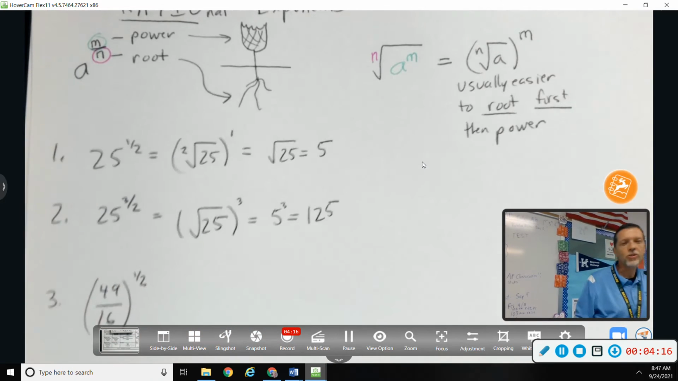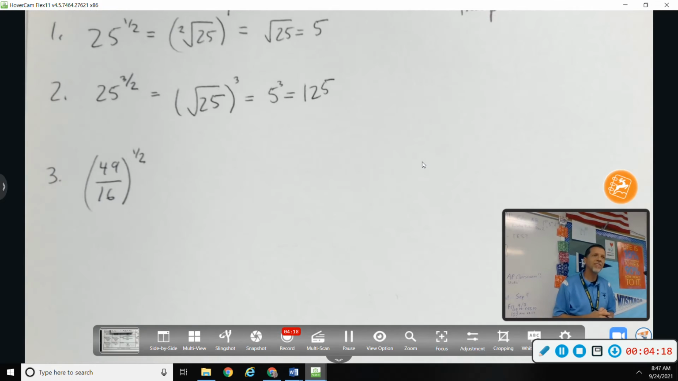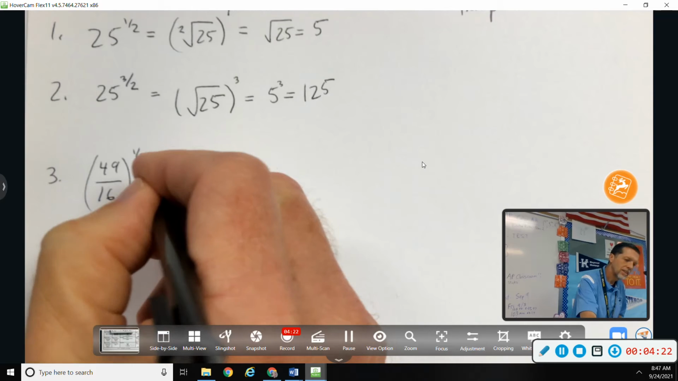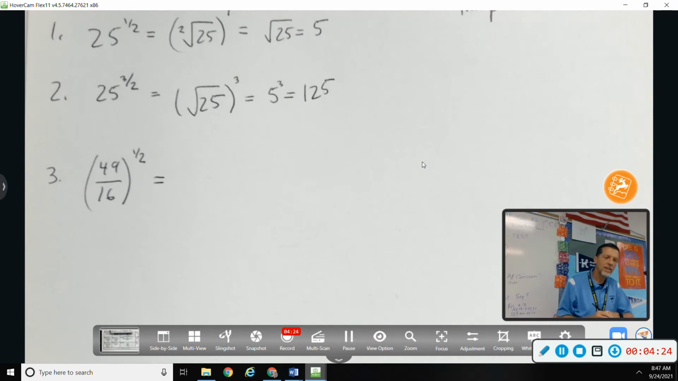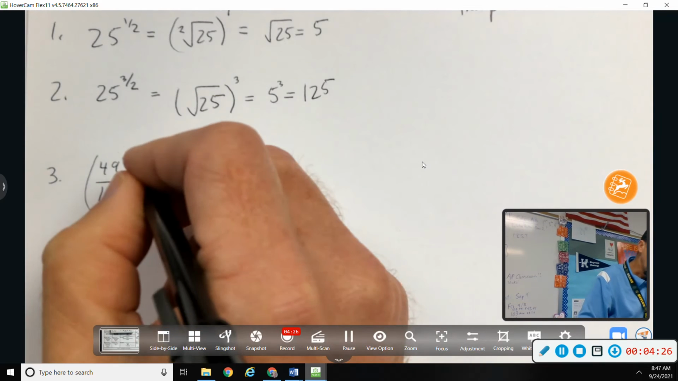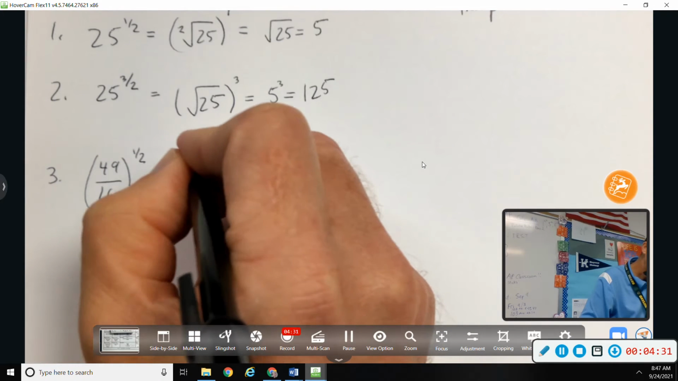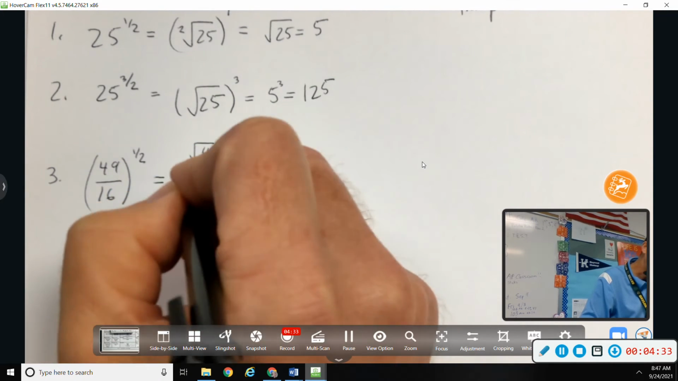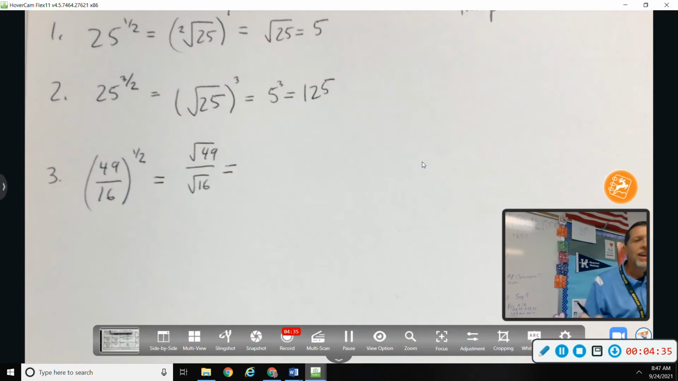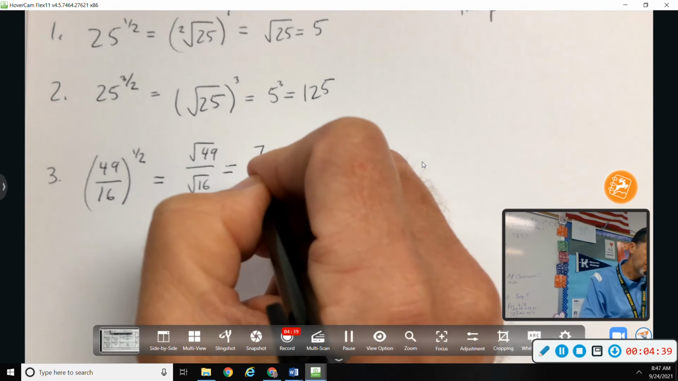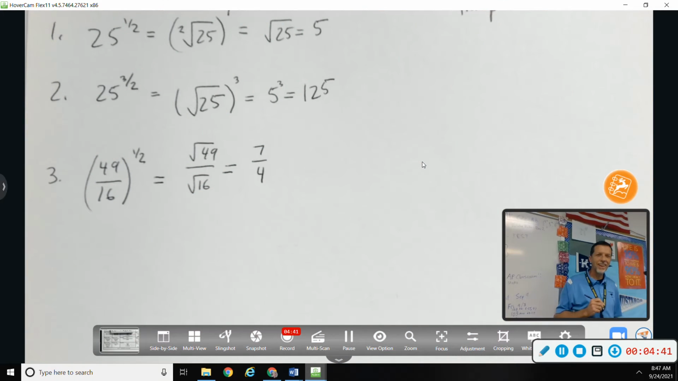Let's try to go tricky here. 49/16 to the 1/2. I can split up the 49 and the 16 and make it the square root of 49 over the square root of 16, and the problem just got a whole lot easier. 7 and 4. Yes, 7 over 4.